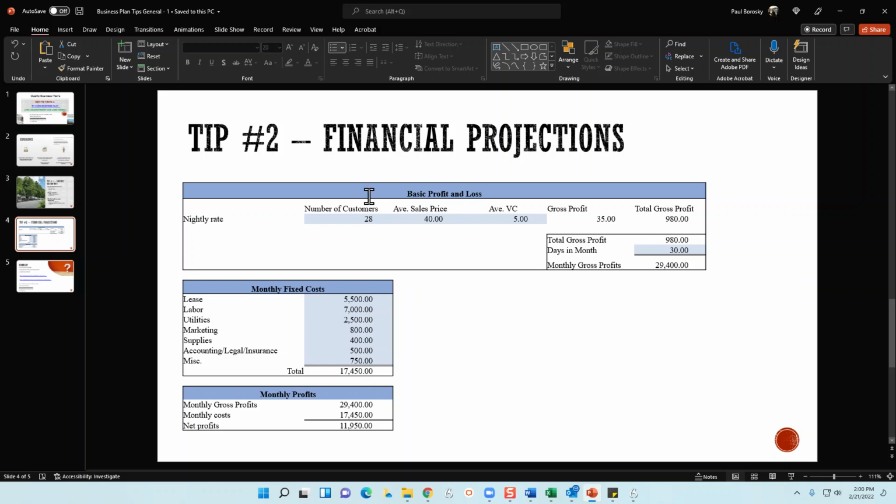We can move these variables around to our heart's delight until we identify specifically how many customers we need to get in the door, what the average sales price needs to be, and what the average variable costs are going to be. And then once we identify those 3 numbers, all we have to do to get our net profits is focus on getting customers in the door and making sure our sales price stays where it is. And we're going to inevitably be able to achieve our net profits. All right, so hopefully that information is helpful.